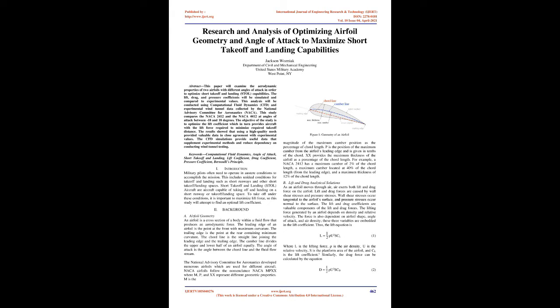The lift, drag, and pressure coefficients will be simulated and compared to experimental values. This analysis will be conducted using Computational Fluid Dynamics (CFD) and experimental wind tunnel data collected by the National Advisory Committee for Aeronautics (NACA). This study compares the NACA 2412 and the NACA 4412 at angles of attack between -18 and 18 degrees. The objective of the study is to optimize the lift coefficient, which in turn provides aircraft with the lift force required to minimize required takeoff distance.